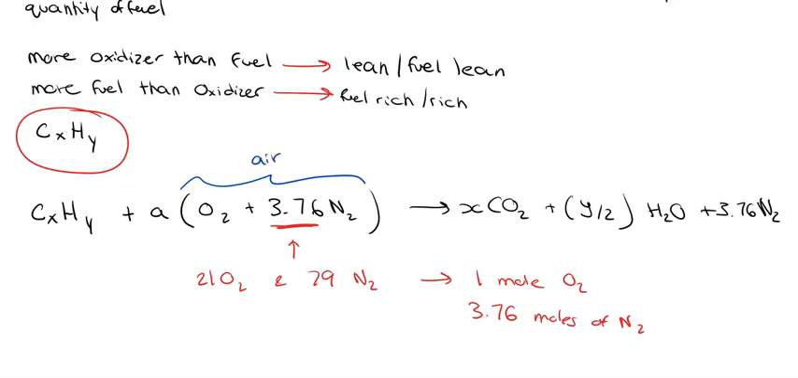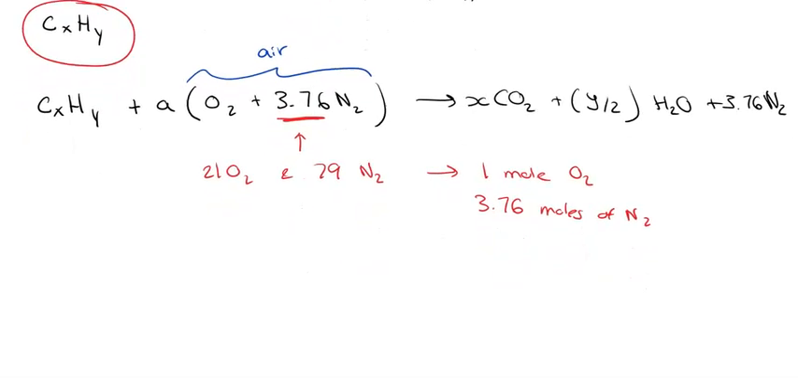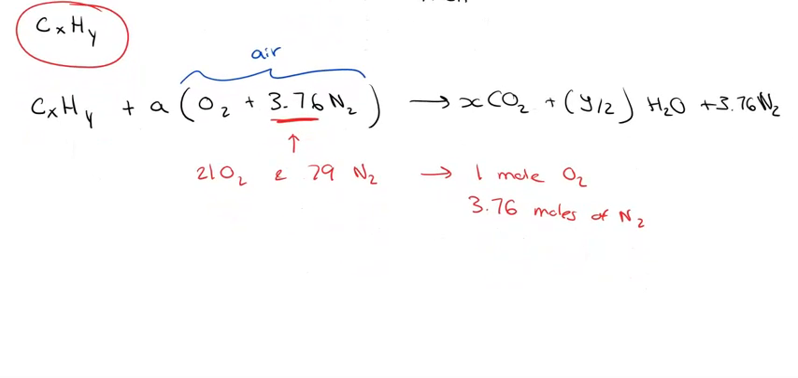Now, if we were to actually balance this with a real equation here, you might be wondering, well, what is A? If we were to have a real hydrocarbon, what would we do? If this is a real equation, what would A be? A actually takes the form of A equals X plus Y over 4. So we'll be able to solve for A, assuming we knew what our hydrocarbon fuel was that we were working with.